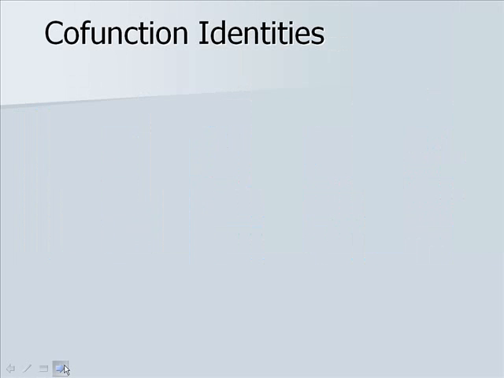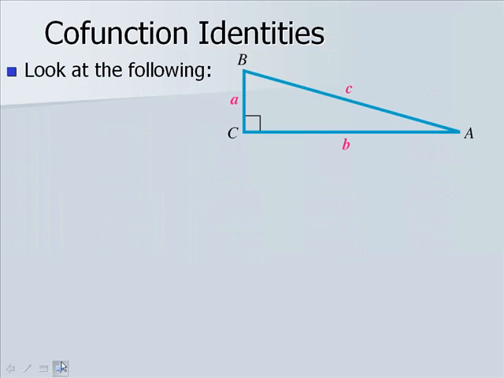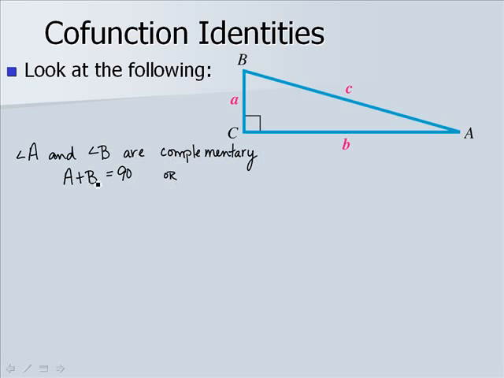Now let's look at cofunction identities. We have the following triangle. Notice that in this triangle, angle A and angle B are complementary, which means that they add up to be 90 degrees. So A plus B is 90. Or we can solve this equation for B and have that angle B is 90 minus angle A.